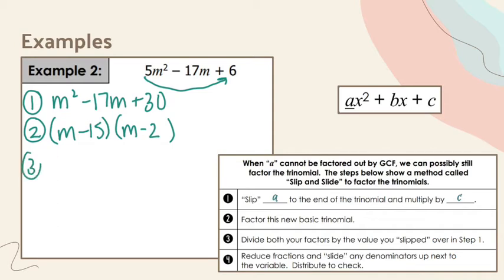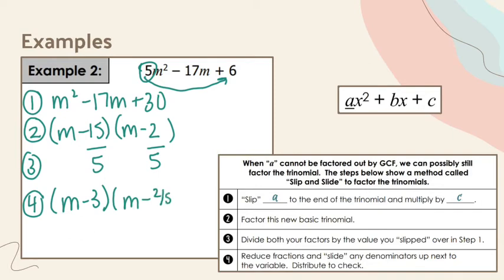And we're going to use 15 and 2. Then step 3 is to divide both of these by a, which was 5. So step 4 is to simplify that. So we get m minus 3 times m minus 2/5. And then the denominator slides over. So our final answer is m minus 3 times 5m minus 2.